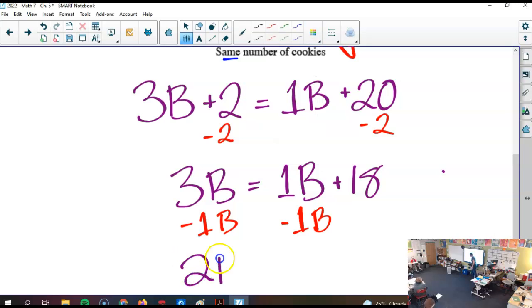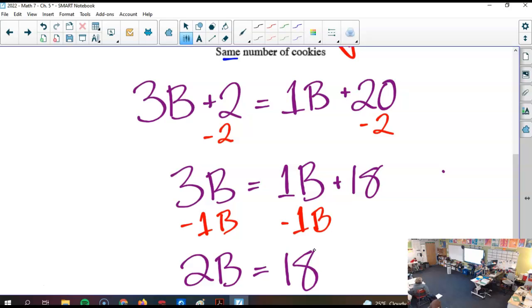So now what we say is 2 boxes is equal to 18 cookies. Because we first got rid of the 2 extra cookies, but we had to do it from both sides. Then we got rid of the box from the right side and had to do it from the left side. And then we can now, because we have 2 boxes and want to talk about just 1, how do we go from 2 boxes to 1? Guys, give me your eyes for a second.